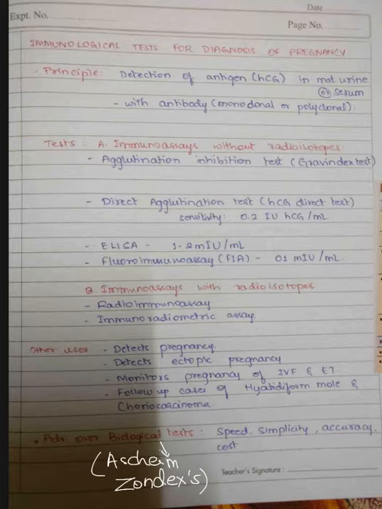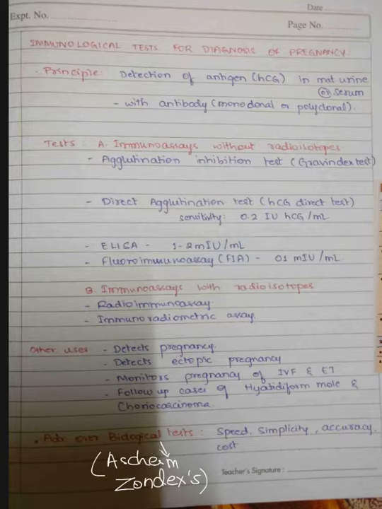That will be the immunological test as well as the biological test. In the immunological test, it can be divided as immunoassays without radioisotopes and with radioisotopes. Remember that the agglutination inhibition test, also called the Gravindex test, is the most commonly used method nowadays.